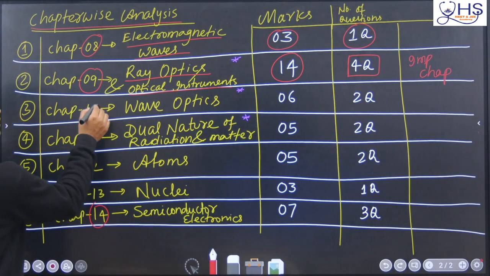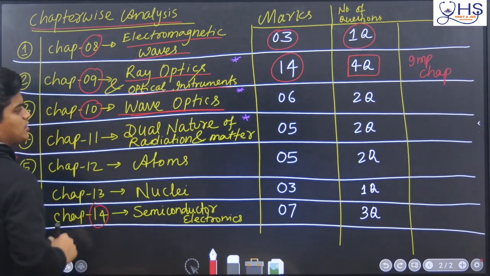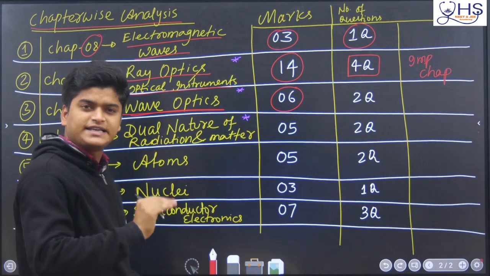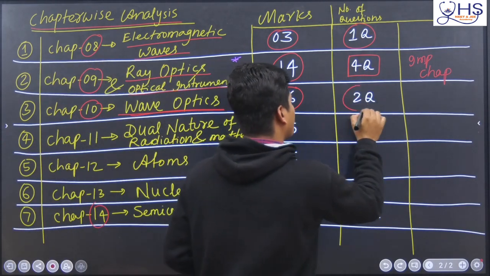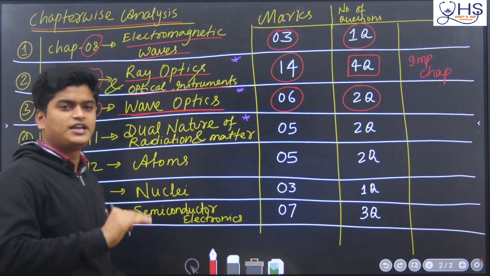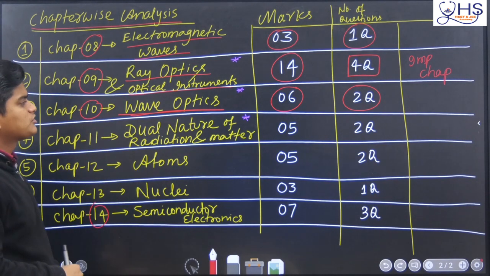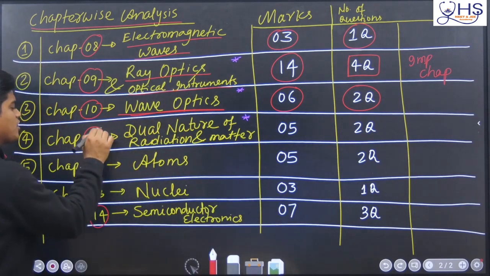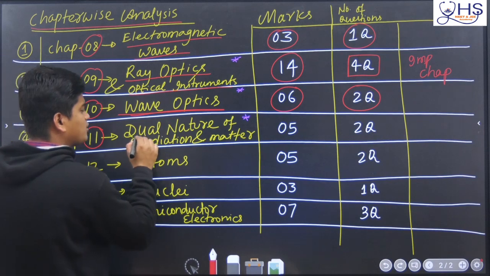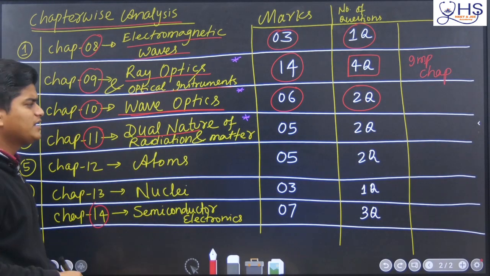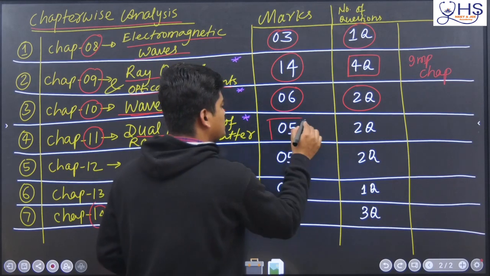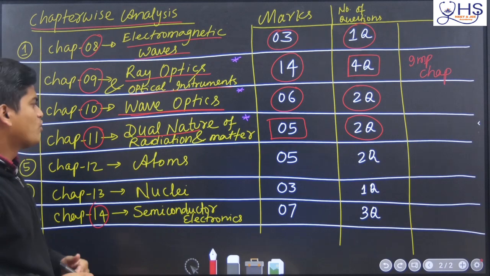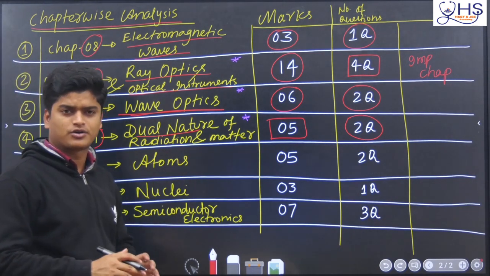Then chapter 10 is wave optics. In the sample question paper they asked only 6 marks, basically 2 questions of 3 marks each. Next, the 11th chapter, dual nature of radiation and matter. They asked 5 marks, with 2 questions coming. One may be a 3 mark question and another a 2 mark question.